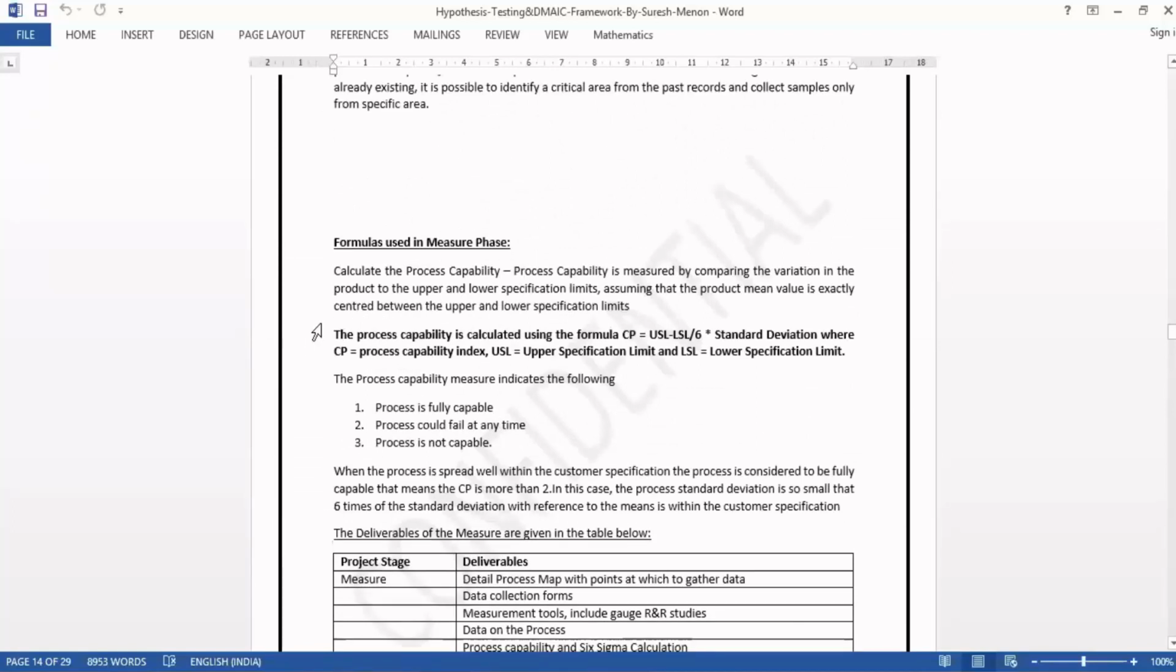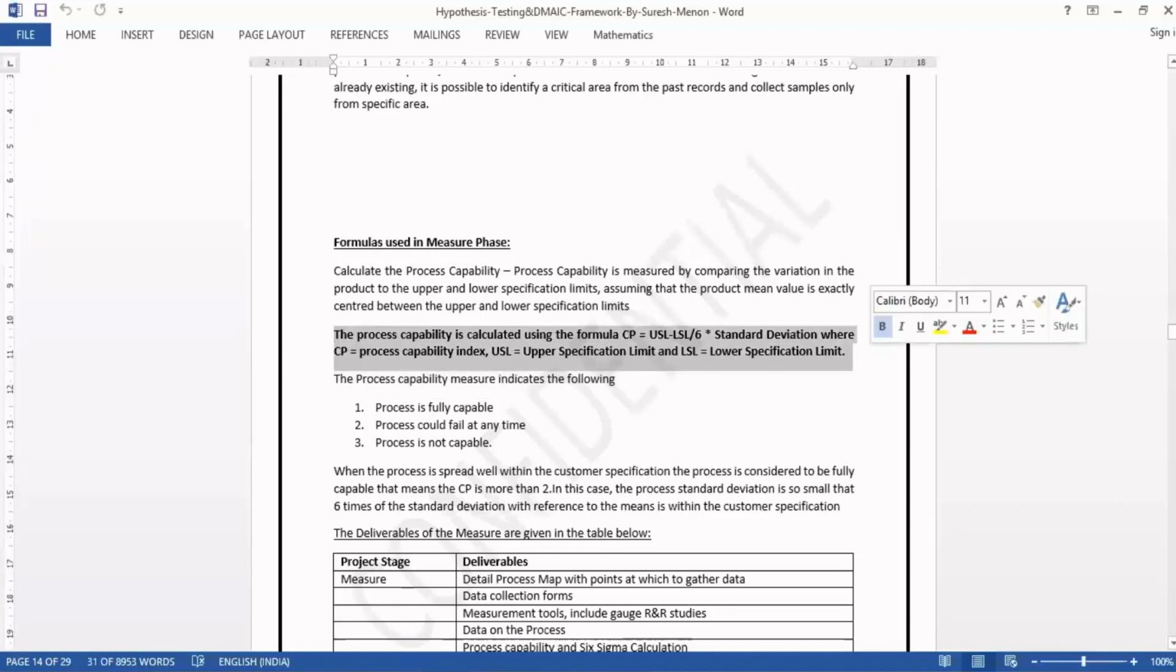The process capability is calculated using the formula Cp is equal to upper specification limit minus lower specification limit divided by 6 into standard deviation. Upper specification limit is given by the customer, lower specification limit is given by the customer, and the standard deviation you have to calculate. So how to calculate it?